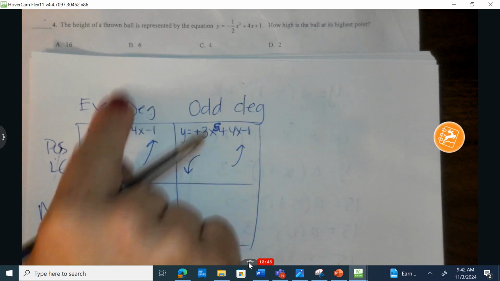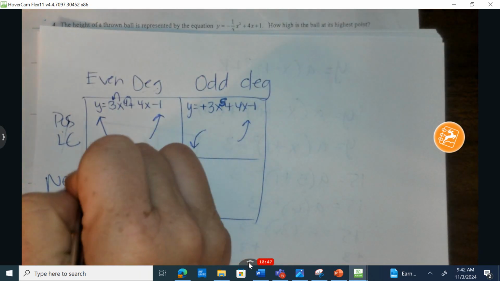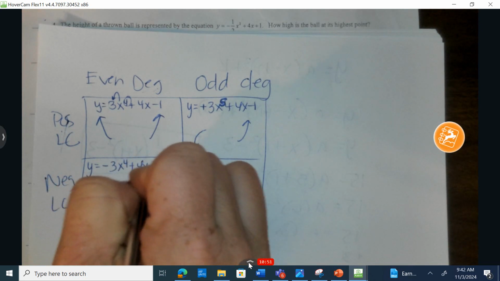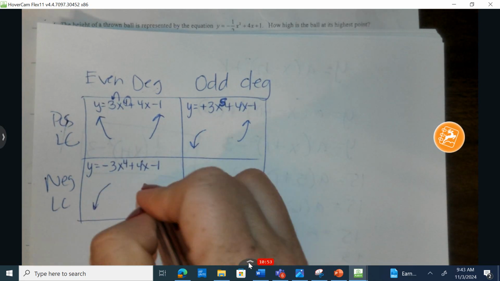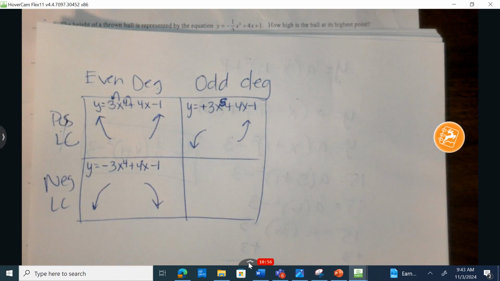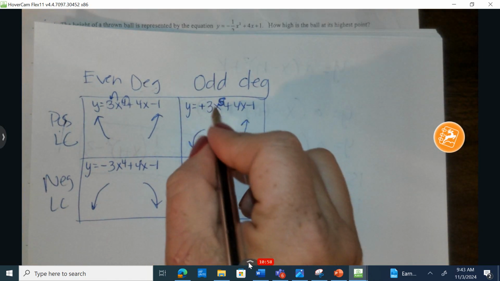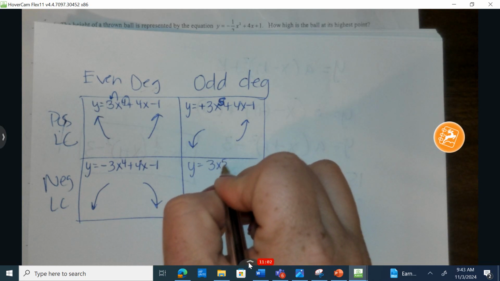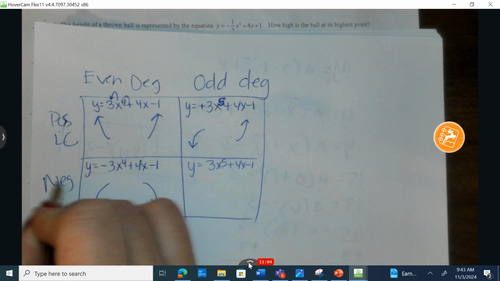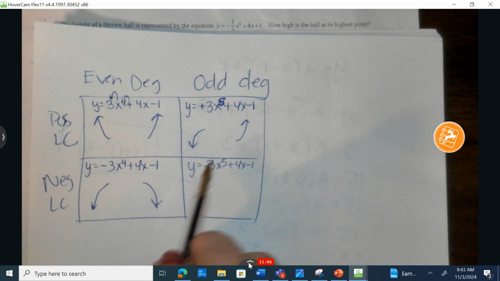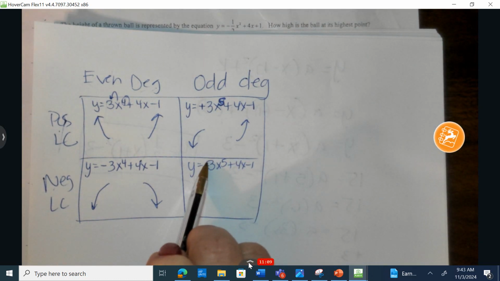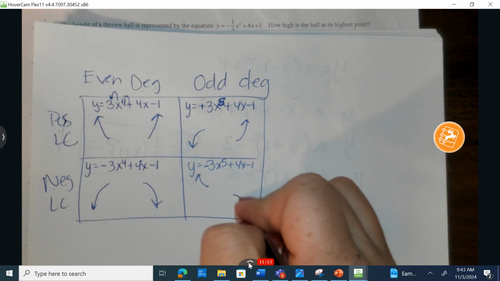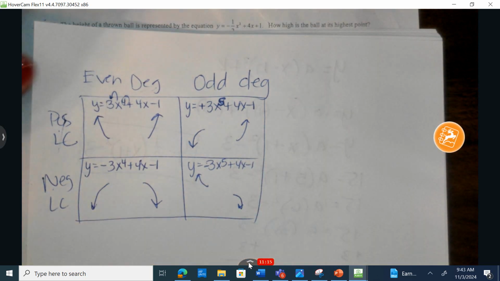If we keep it with an even degree, but this time change the leading coefficient to be negative, then it's down on the left and down on the right. Now, if it's odd, I'm going to keep this exact same equation. The only difference is I'm going to come to the leading coefficient, which is a 3, and make it negative. So negative leading coefficient and an odd degree means it's up on the left and down on the right.